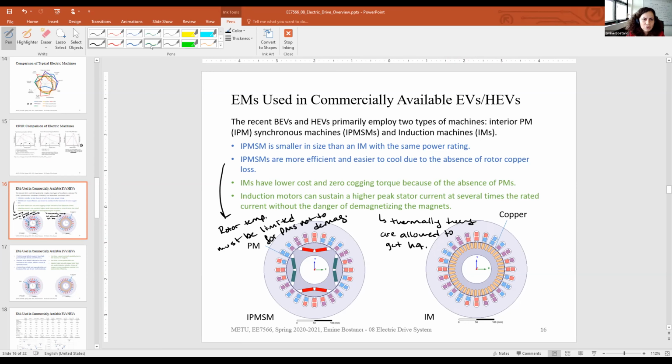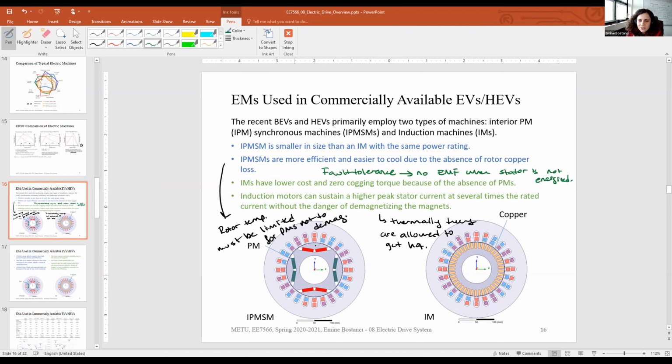And moreover, maybe I should also write here, in terms of fault tolerance or safety, induction machines are better. Because here we have a permanent magnet which is always rotating. But with an induction machine, if you don't supply any current to the stator, there won't be any induced voltage. It means that if you don't energize the stator, you won't get any induced voltage. No EMF when the stator is not energized.